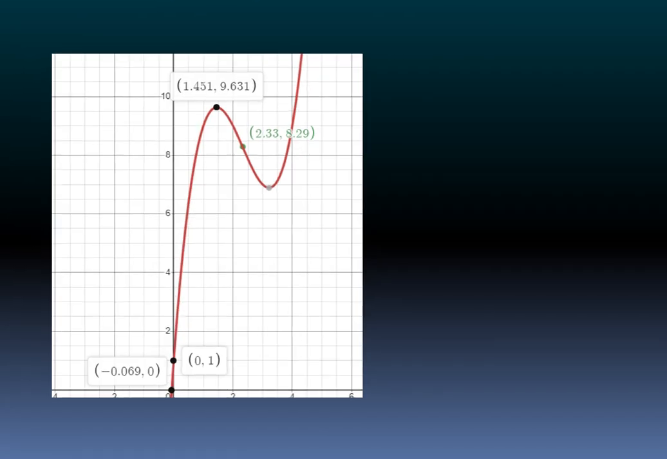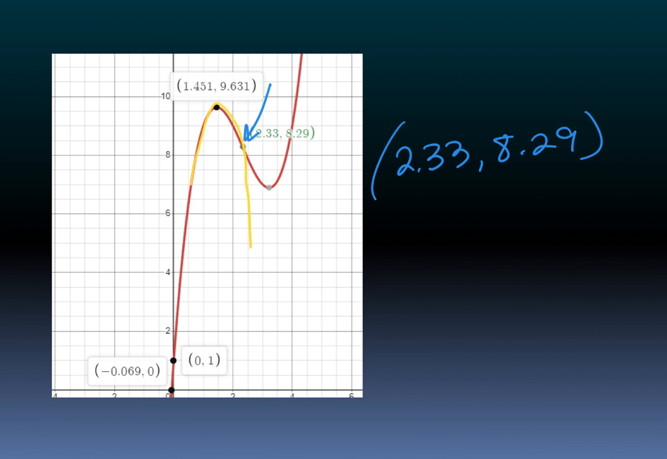Where do we think it's happening? Concave down, concave up.